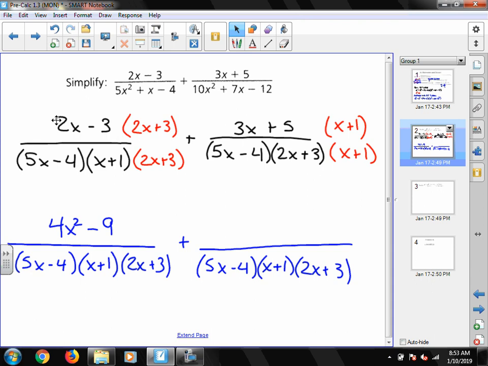Again, FOIL out that top. You don't have to do anything with the bottom. Now you have every piece that you need. So I'm going to multiply all that out, FOIL it out. You're going to end up with 3x squared plus 8x plus 15.